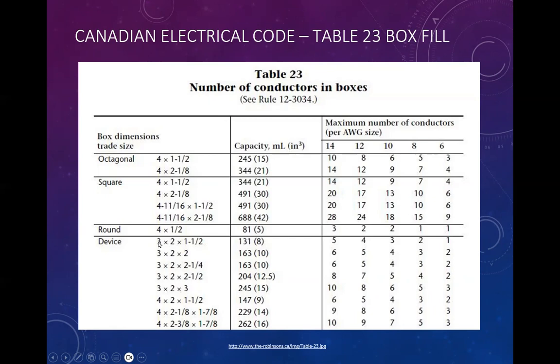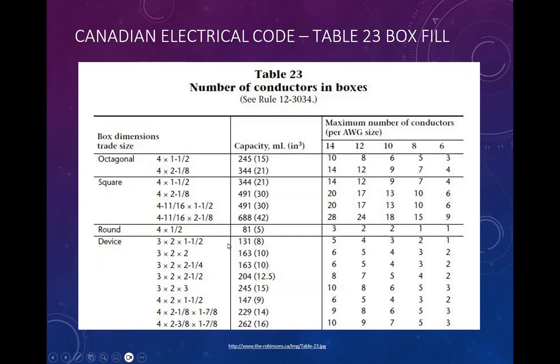So let's say this is the long side, this is the short side, and this is the depth. So 3 inches by 2 inches. By the way, the 3 by 2 is the size of the utility box that we have used already during our lab 2. That's the size of it, 3 by 2. And the 2 here tells us that this is a single gang box. But let's take care of that in the next couple of slides.